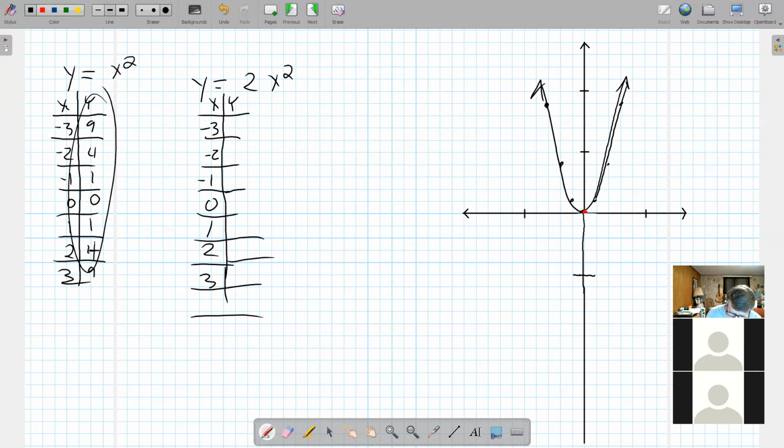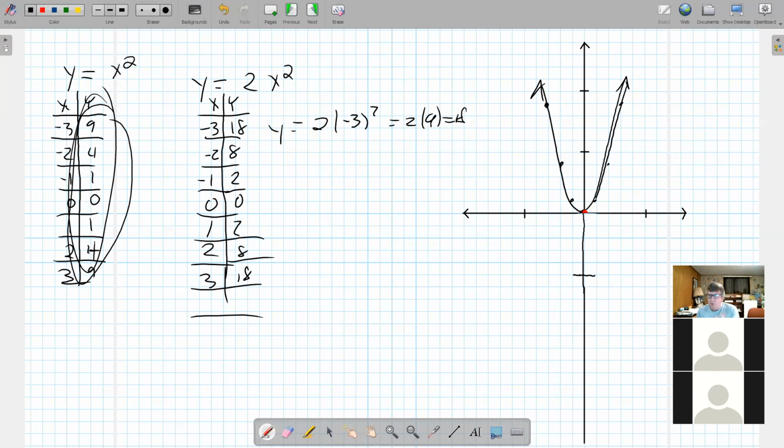What does that do? Well, y equals 2 times x squared, which is 2 times 9, which is 18. So again, we get the x squared first, but then times 2. So this is 18, 8, 2, 0, 2, 8, 18. The y values are double what they were there. Well, that means this thing's going to climb steeper.